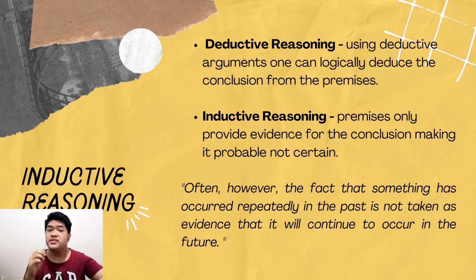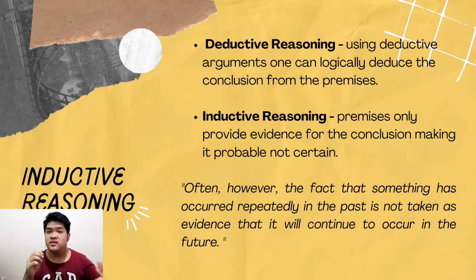According to the text, deductive reasoning uses arguments that can logically deduce the conclusion from the premises. For example, if all dogs are mammals, and all mammals are living creatures, then all dogs are living creatures. On the other hand, inductive reasoning is not like that. Inductive arguments are not deductively valid, and the conclusion does not logically follow from the premises. Instead, they provide evidence for the conclusion and make it probable, but not certain. For example, if every time you let go of a stone, it has fallen, then the next time you let go of another stone, you can consider that it will probably fall again.